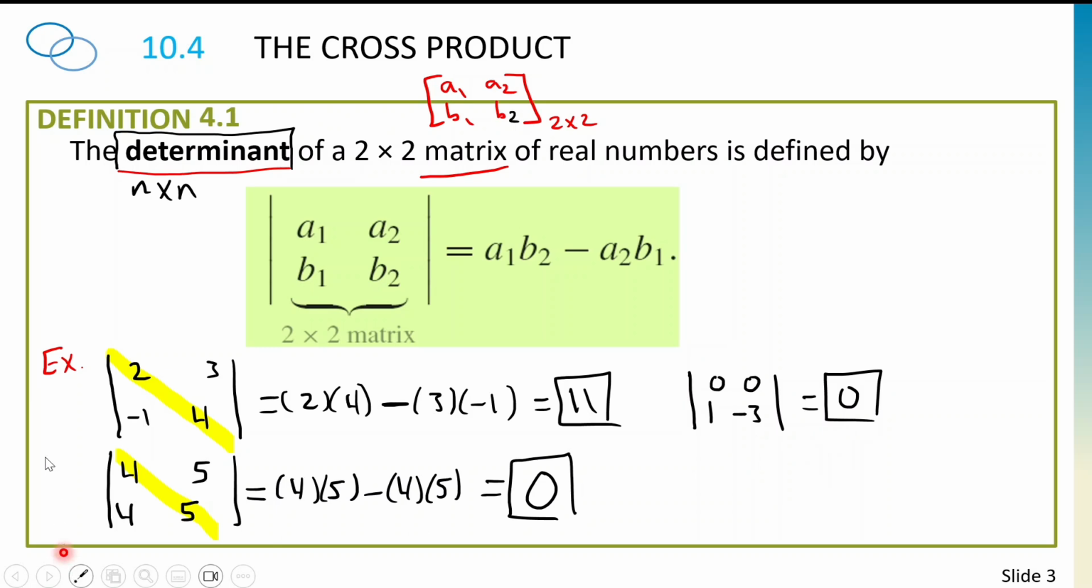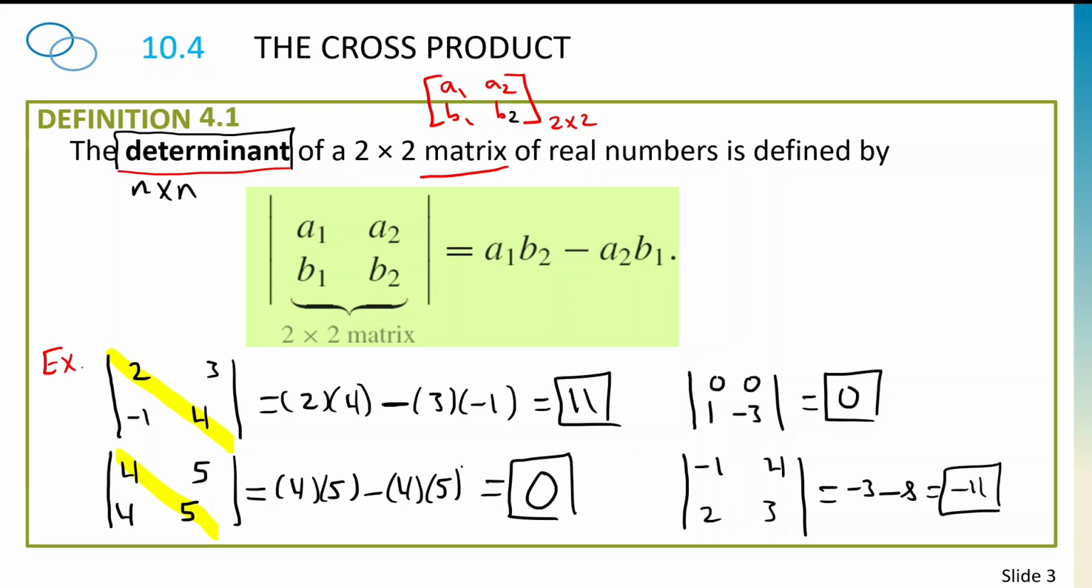Another really interesting fact about matrices, which is good to know. Take the first example, but switch the order of the rows, so the first row is negative 1, 4 and the second one is 2, 3. If I find the determinant again, it's negative 1 times 3, negative 3, minus 2 times 4, 8, so this is negative 11. As you notice, it's exactly the same value. The only difference is a negative sign. This is another fact about the determinant of matrices.